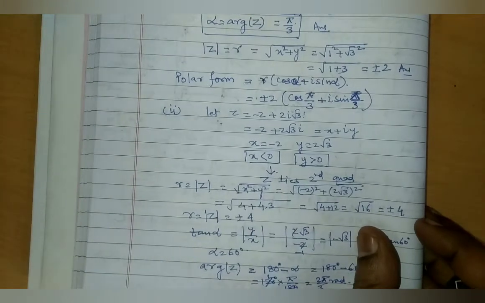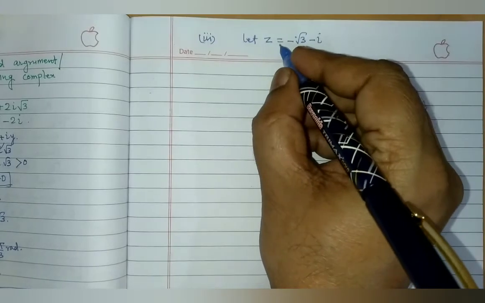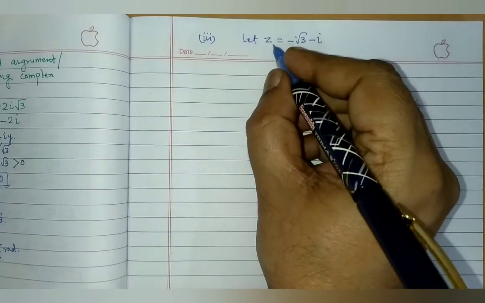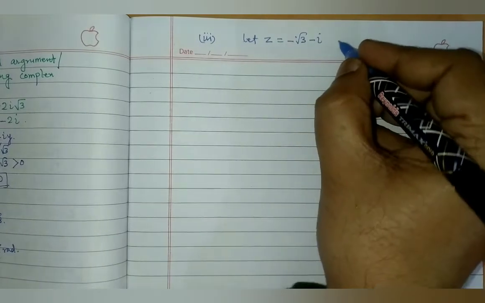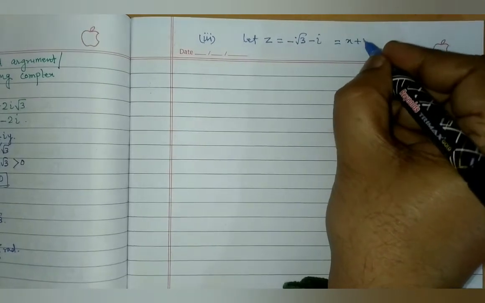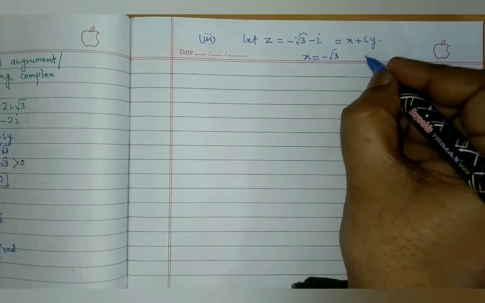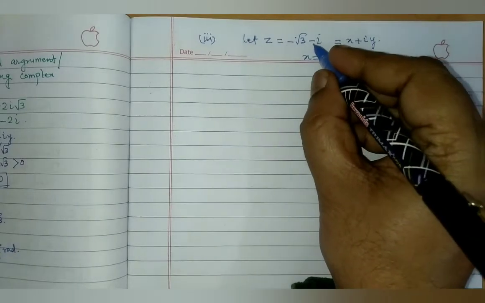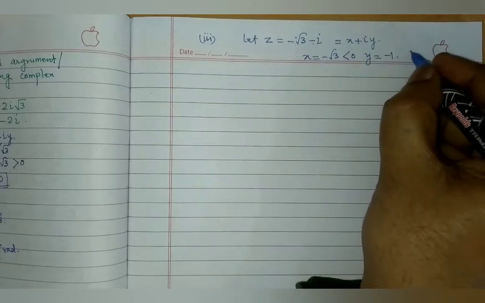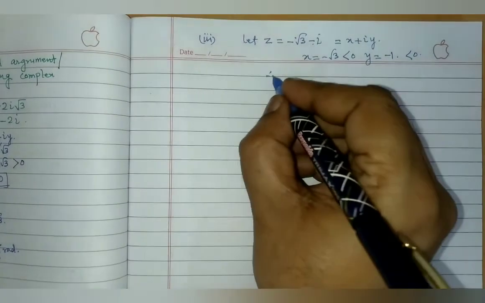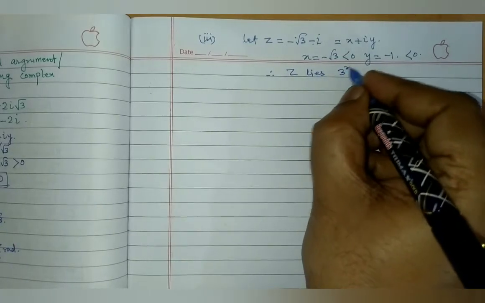So now I am coming to the next question. Now the third question I have written. Here z is equal to minus root 3 minus i. So it means that here x plus iy form. So x is equal to minus root 3 and y is equal to, the coefficient of i, minus 1. So both are less than 0. So it means that this complex number z lies in the third quadrant.